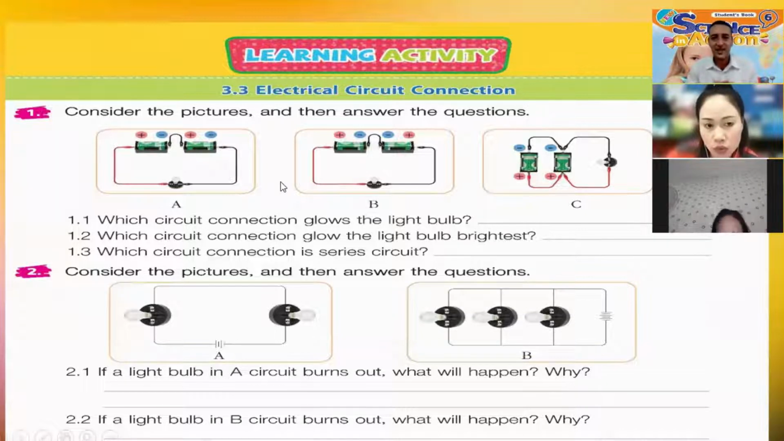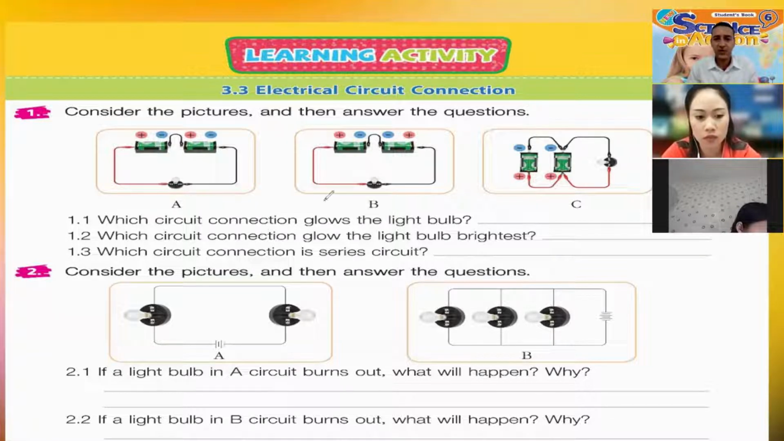All right, so here you can see we have some learning activity. We have three different circuits, circuit A, B, and C, right? You have to consider the picture and then answer the questions, all right? Question number 1, which circuit glows the light bulb? What do you think? Which circuit connection glows the light bulb?